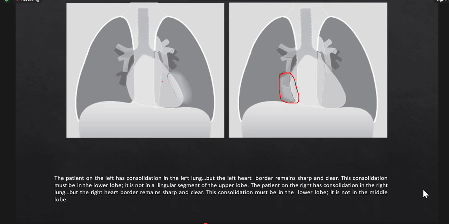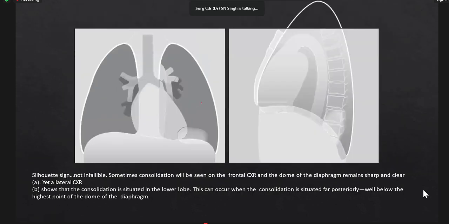Okay. And on the left, it is the same. If it is not obscuring the left border of the heart, it is either anterior or posterior to the heart. Mostly these are the lesions which are seen in the paravertebral gutters posteriorly, where the anterior part of the diaphragm is higher than the lesion, and that is why they don't obscure the diaphragm. So anything which is deep in the posterior costophrenic angle in the paravertebral location may not obscure the left hemidiaphragm. That is the message I want to convey to you. Okay.